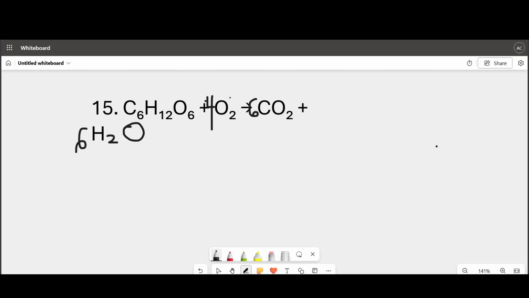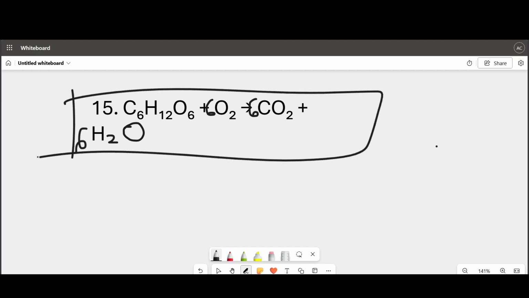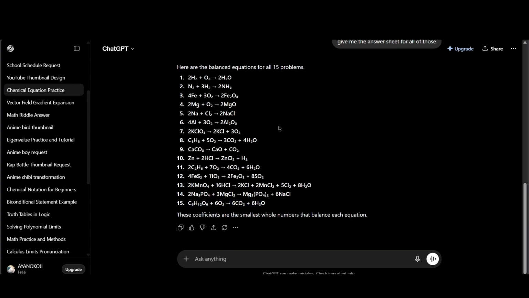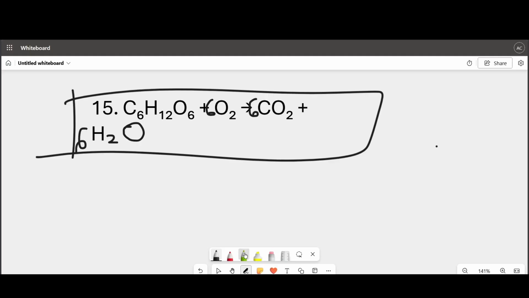So first, let's try to get this. Okay, so we have 6 over here. In order to have 6 over here, let's try to make this 2 first. I find that it pretty much always works. So 2 over here. So we're trying to copy here. 2 times 6 is 12. So let's go with 12 here. Then we got oxygen here. 12 times 2 is 24.